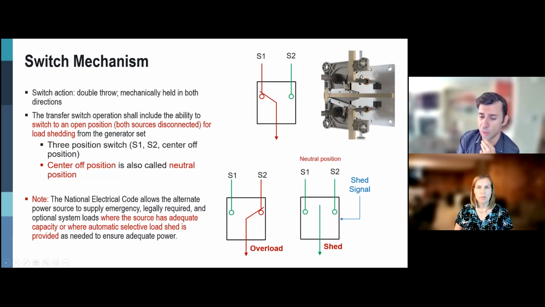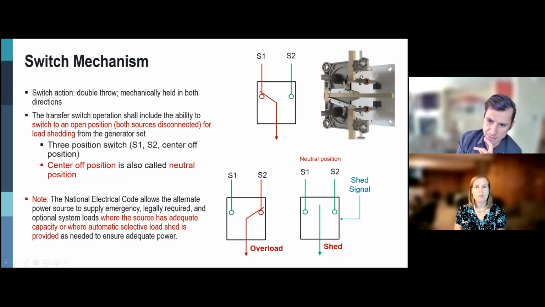So this is why you want to specify a 3-position transfer switch, so that if there's an overload, we can shed and not cause damage to the load. Now, you may be required to have load shed per code, because the emergency backup generator can be used to feed your emergency, legally required, and optional loads if you have enough capacity, or if you are required to have selective means to shed the non-critical loads.